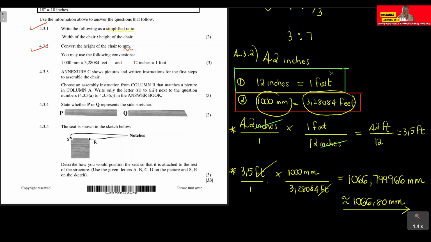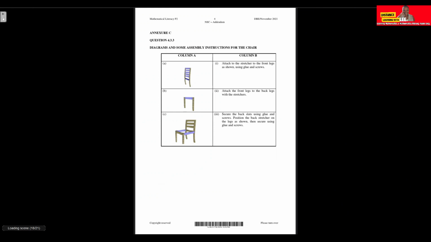All right, so let's have a look at question 4.3.3. It says an extra C shows pictures and written instructions for the first steps to assemble the chair. So we are shown pictures that show the first steps to assemble the chair. We need to choose an assembly instruction from column B that matches a picture in column A. Write only the letter next to the question numbers 4.3.3A to 4.3.3C. Okay, so let's see what's happening here in extra C, guys.